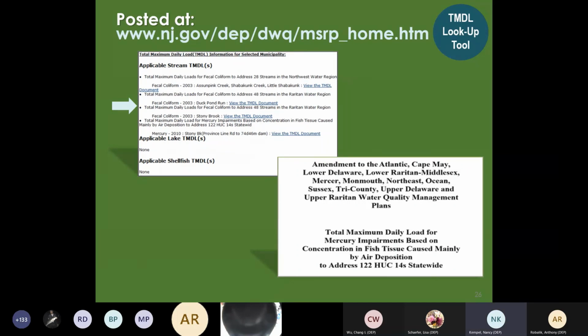So here's just a quick look at what one of the TMDL, when you click on the TMDL Lookup tool, you'll get a list of the TMDLs that are applicable in your area. There are links on that document where you can click and go to look and review and get to the actual TMDL document that was adopted.